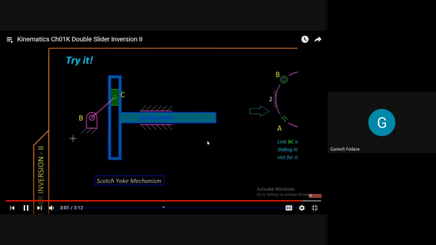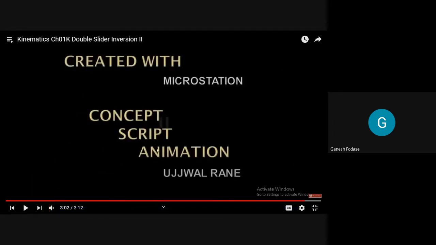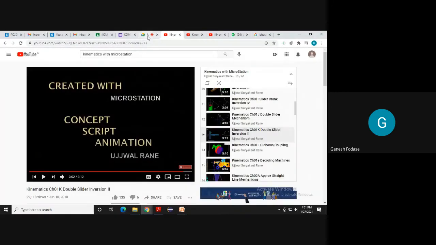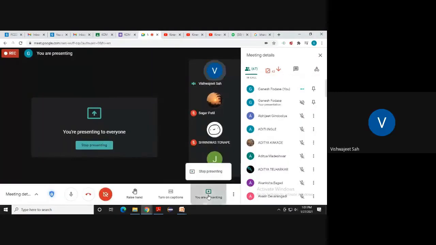So I think the Scotch yoke mechanism is clear to all. Do all of you understand? Okay. So we'll see the next one.